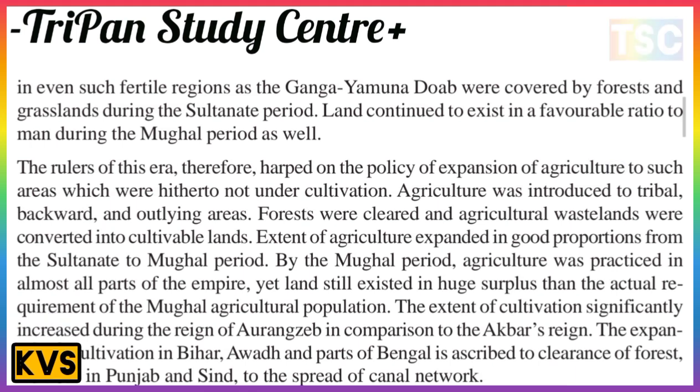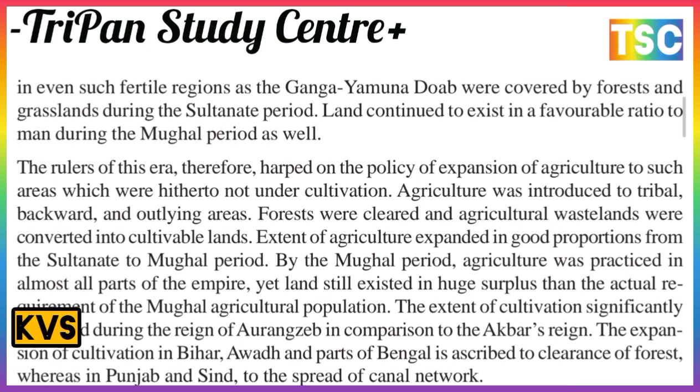The rulers of this era therefore harped on the policy of expansion of agriculture to areas which were heterogeneous and not under cultivation. Agriculture was introduced to the tribals in backward and outlying areas, and forests were cleared, and the best land was converted into cultivable land. The extent of agriculture expanded in good proportion from the Sultanate to the Mughal period.